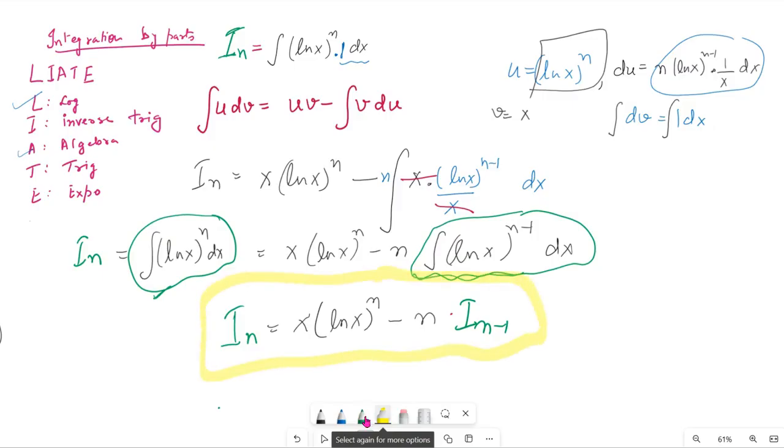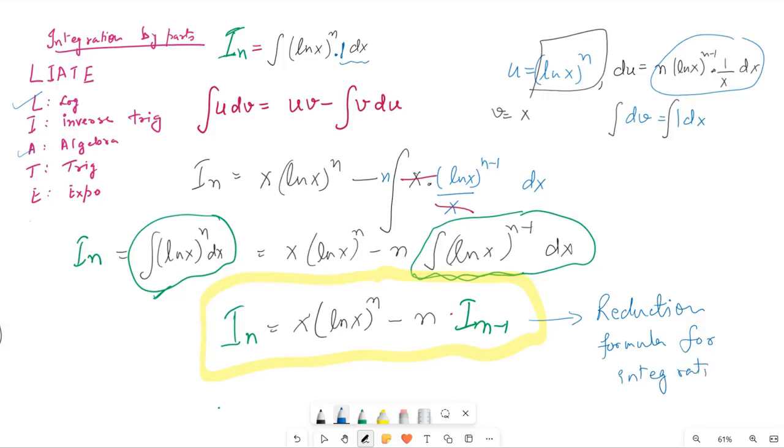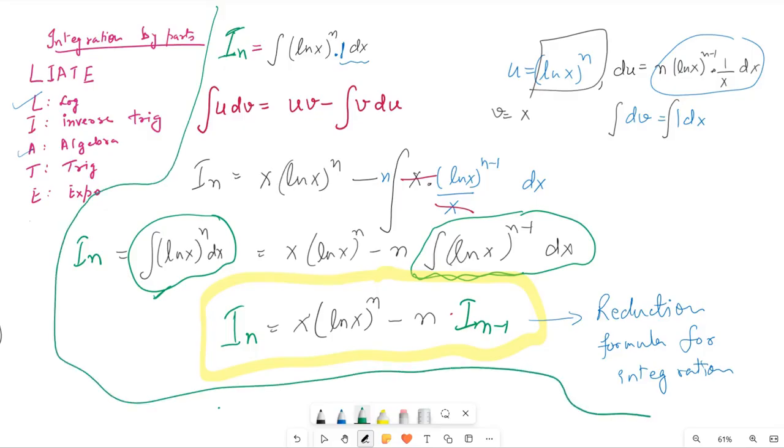This is what is called a reduction formula for integration. If you have, say, natural log of x to the power 3, you are reducing the power by 1, and then 1 again, and 1 again, and finally you'll be able to solve this question. So you have to find I_n minus 1 again using the reduction formula, and so at the end you get the answer. So this is a special kind of problem, the reduction formula for integration.